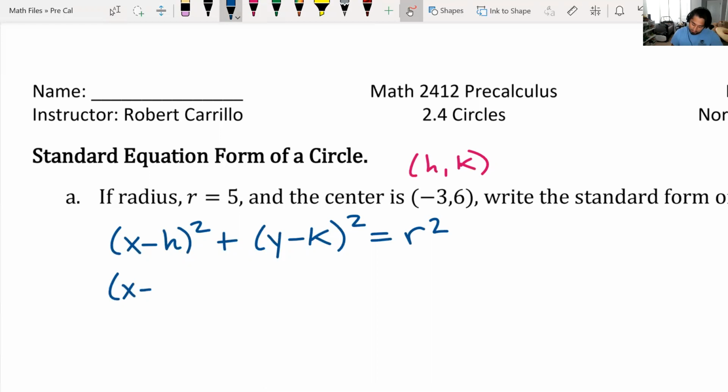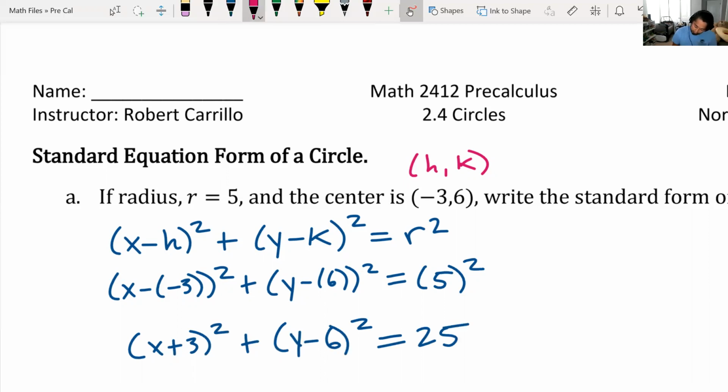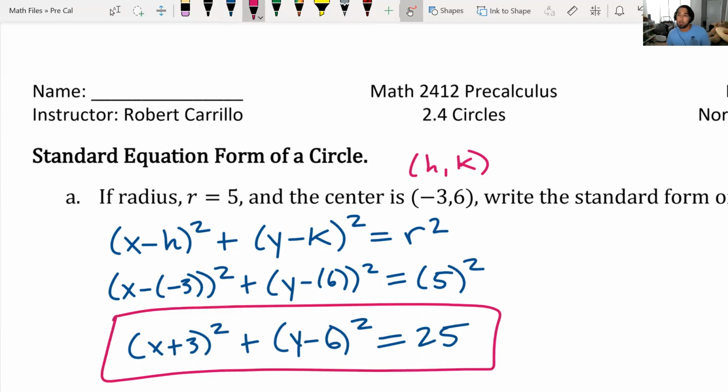So x minus negative 3 squared plus y minus 6 squared. Nope, we actually know r, don't we? r is 5, so 5 squared. Okay, all we have to do is clean it up with those minus signs and those parentheses, and we are done. So the equation for this type of circle with this center at (negative 3, 6) and radius 5 is going to be (x plus 3) squared plus (y minus 6) squared equal to 25. Done and done. That is the standard form given pieces.